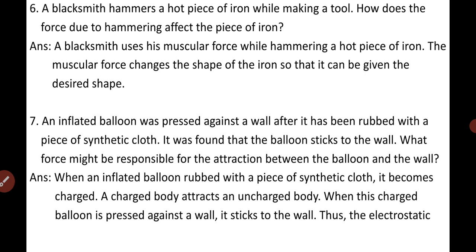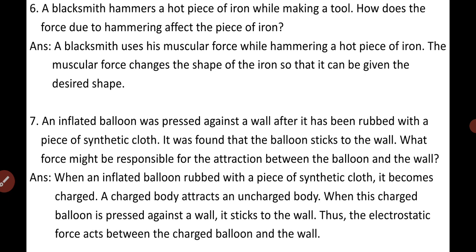So when this charged balloon is pressed against a wall, it sticks to the wall. There will be attraction and thus the electrostatic force acts between the charged balloon and the wall. Clear? This is the answer of question number 7. You can pause the video and note down the answers. Okay, I'll move to question number 8. Next question.